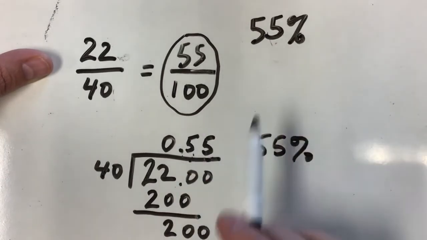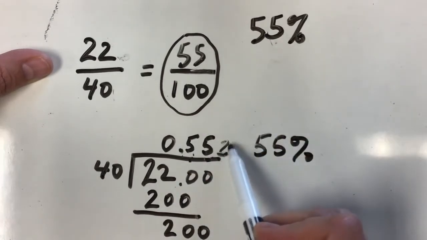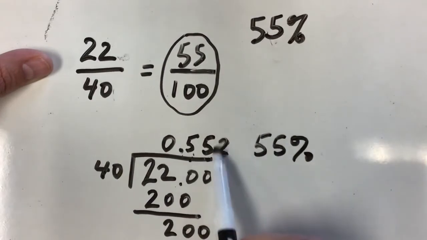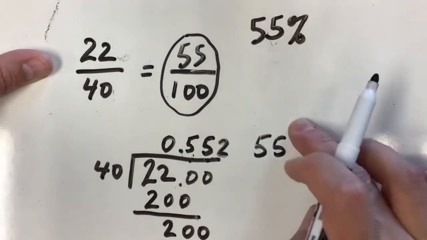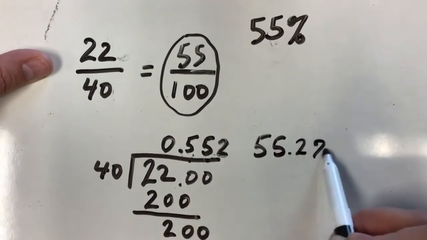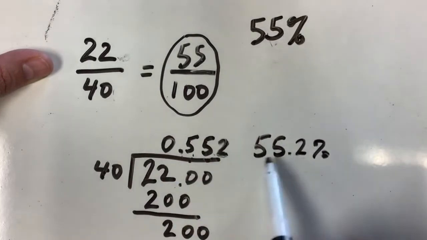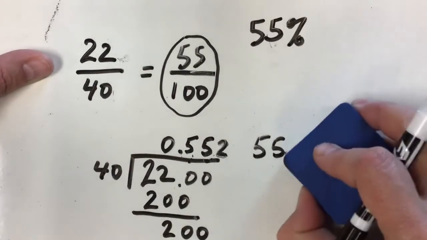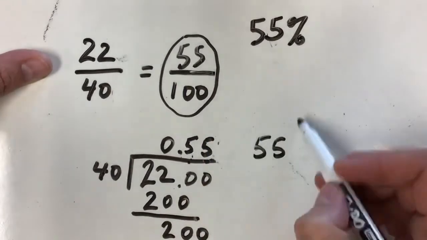If this answer somehow had another number here, then we would move the decimal over 2 places, and then our decimal would have a percent. So that sometimes happens, but in this case, that's not the right answer. The answer is 55%.